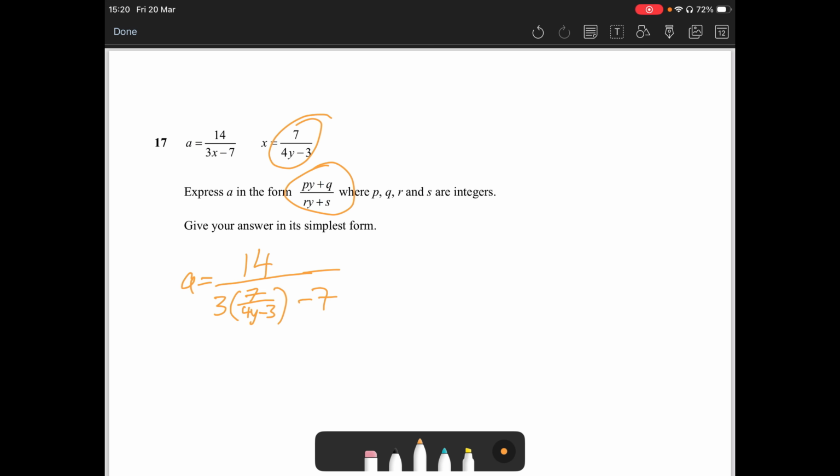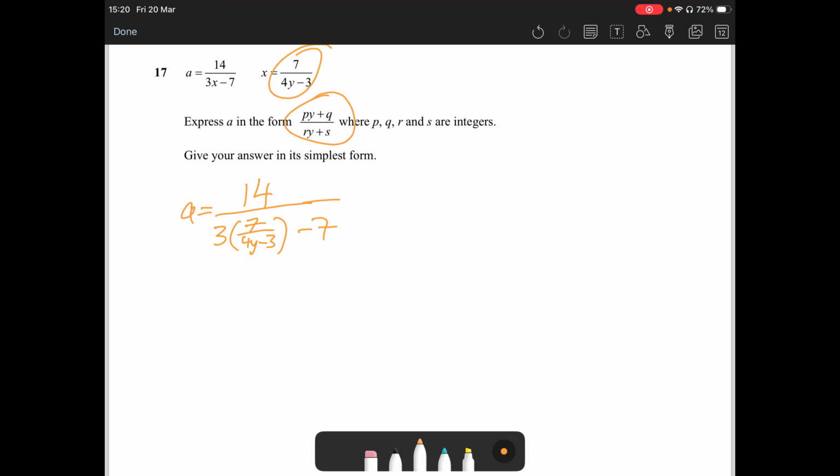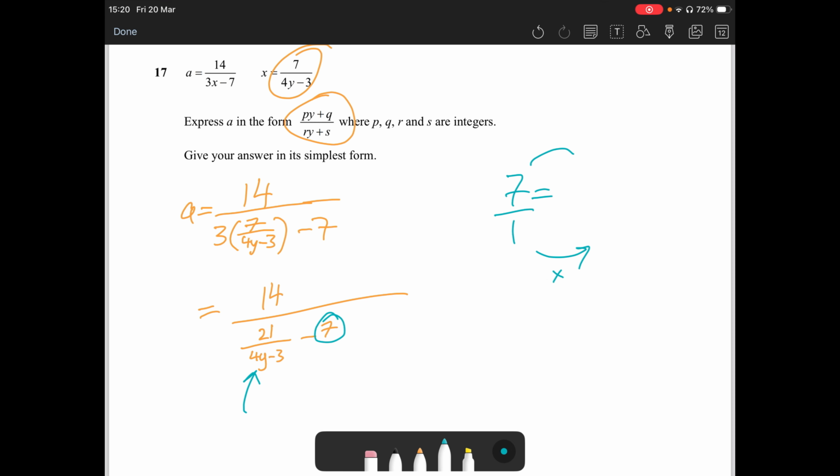So look, we've got one mark in. Let's multiply out that bracket on the numerator. So 3 lots of 7, that's 21 over 4y minus 3, take away 7. Now, what I'm going to do with this fraction is bring it into the same fraction as here. So I'm going to rewrite 7 as 7 over 1. I can times the top and bottom by 4y minus 3. Right, so I'm timesing the top by 4y minus 3, giving me 28y minus 21. And the bottom becomes 4y minus 3.